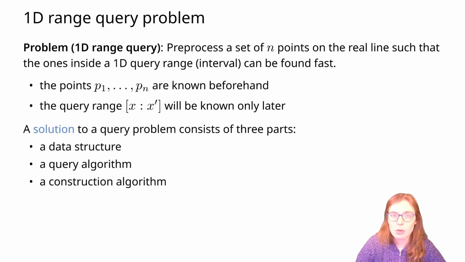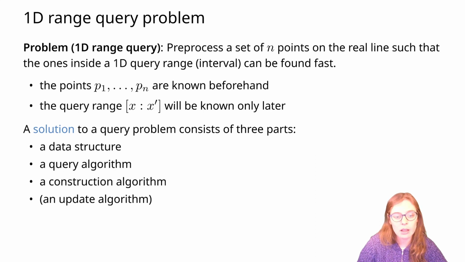A solution to such a problem normally consists of the following three parts. First, we want, of course, to design the data structure. Secondly, we need to develop the query algorithm that answers the question given the data structure that we have designed. And finally, we need the algorithm to build this data structure given the input, in this case, a set of points. In some cases, when data may vary, we also may want an update algorithm that will update the data structure when new points appear or when some points disappear.